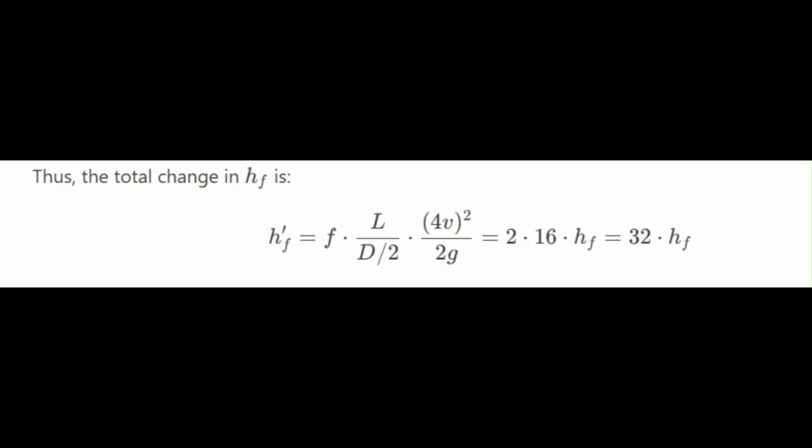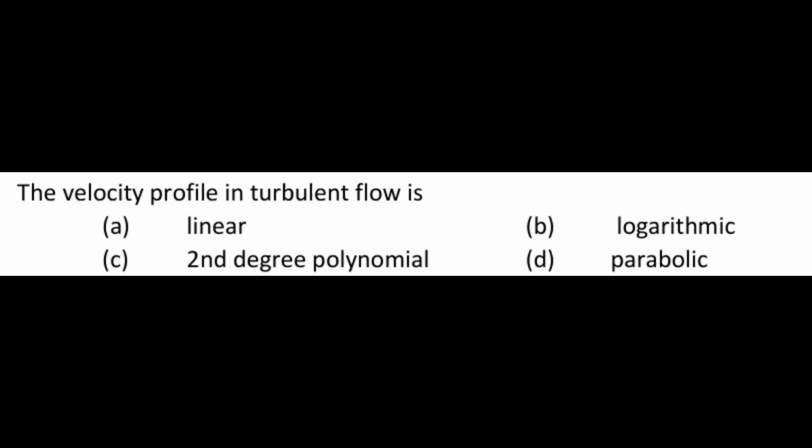So substituting into the main equation, that is the Darcy-Weisbach equation, we get the new frictional factor as 32 times the older one, the initial condition. So it will become 32 times the previous frictional factor. That's the relation of the frictional factor for this given condition.